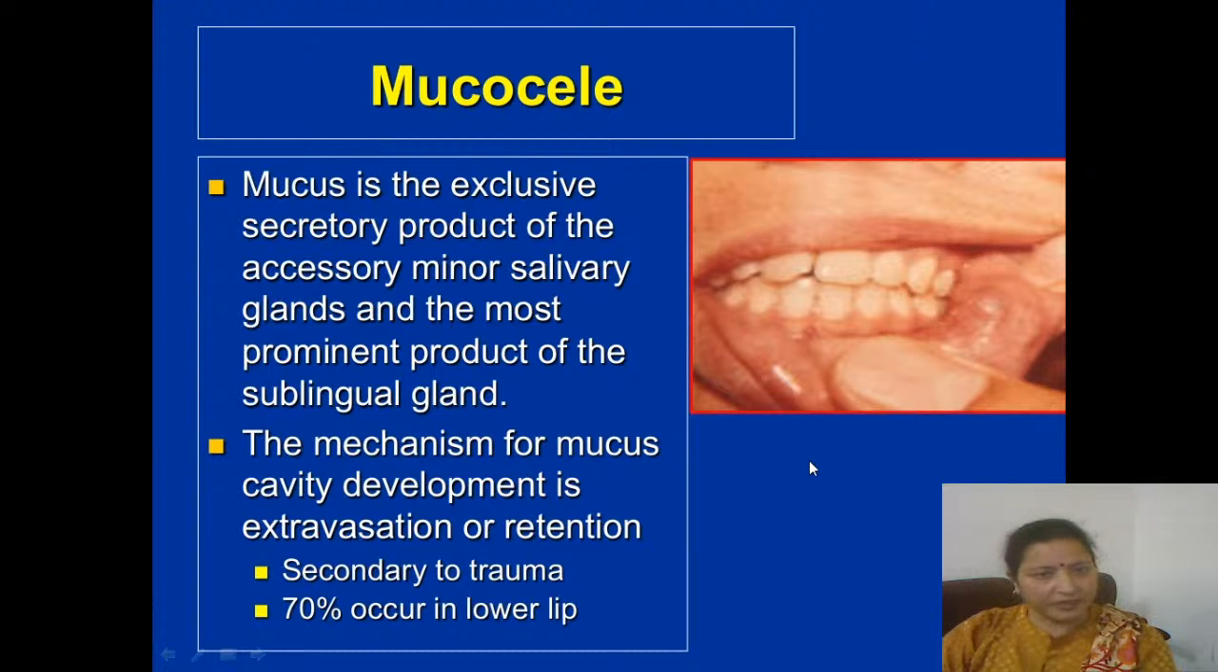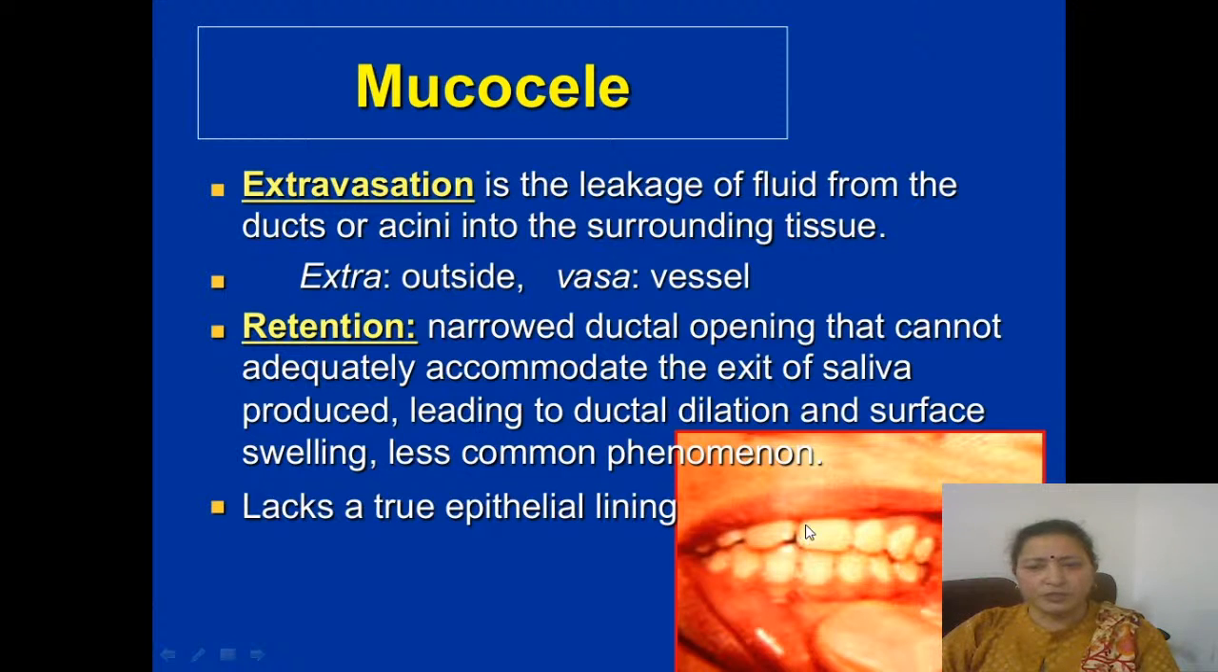Then we come to a specific condition, mucocele. Mucus is the exclusive excretory product of the accessory glands, for example, minor salivary glands, and the most prominent product of, for example, the sublingual gland. The mechanism for mucous cavity development is extravasation or retention. Two things can happen. It can move out or it can get blocked inside the gland. So it can be secondary to trauma, and 70% of the cases are seen in the lower lip. We know that the lower lip is more exposed to trauma. You can see a picture here of the lower lip.